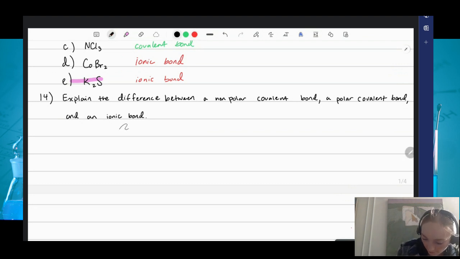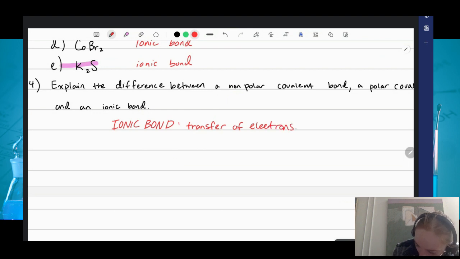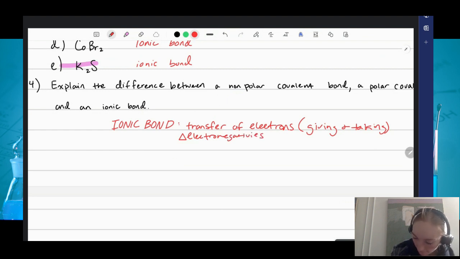So let's write that down. Ionic bond is going to be transfer of electrons, giving and taking, and their difference, that's what the delta symbol is, the difference in their electronegativities is going to be between 1.8 and 4. And so that's what an ionic bond is.